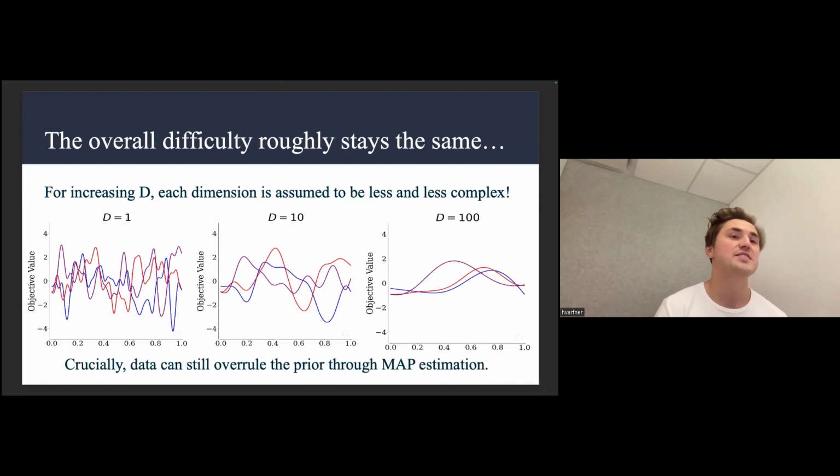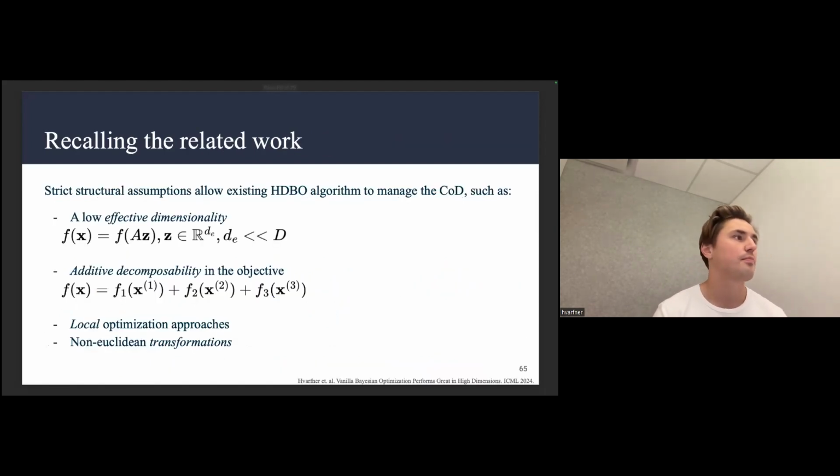Crucially, we can still find evidence that certain dimensions matter more than others if our MLE map estimation successfully infers it. So this is not a set in stone type of thing, but this is what we assume a priori is the case. Right. And so we then benchmark our method on how difficult we assume the problem to be relative to these other methods that assume a low effective dimensionality or additive decomposability.